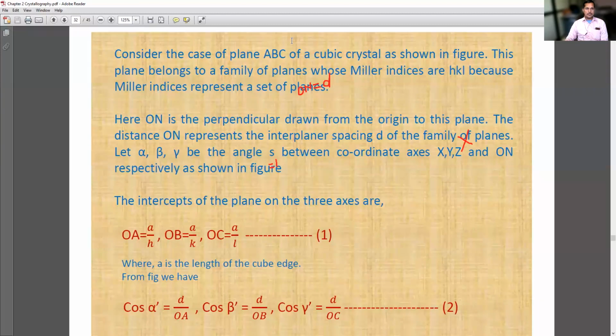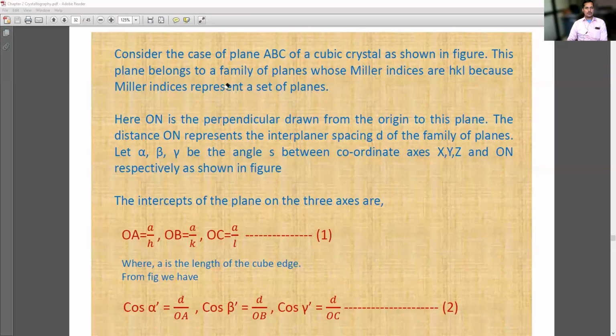I read it first and then we discuss this one. Consider the case of plane. आता आपण डिस्कस केलंय जस्ट, परत एकदा रीड करतोय. Consider the case of plane capital ABC of a cubic crystal as shown in figure.